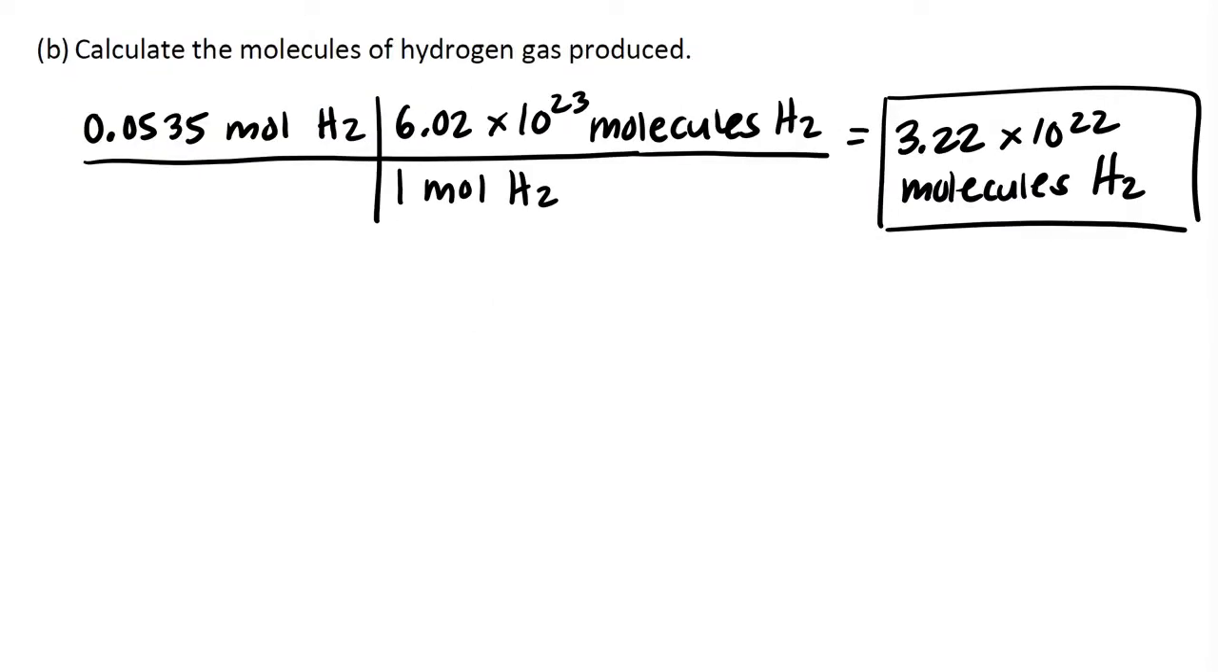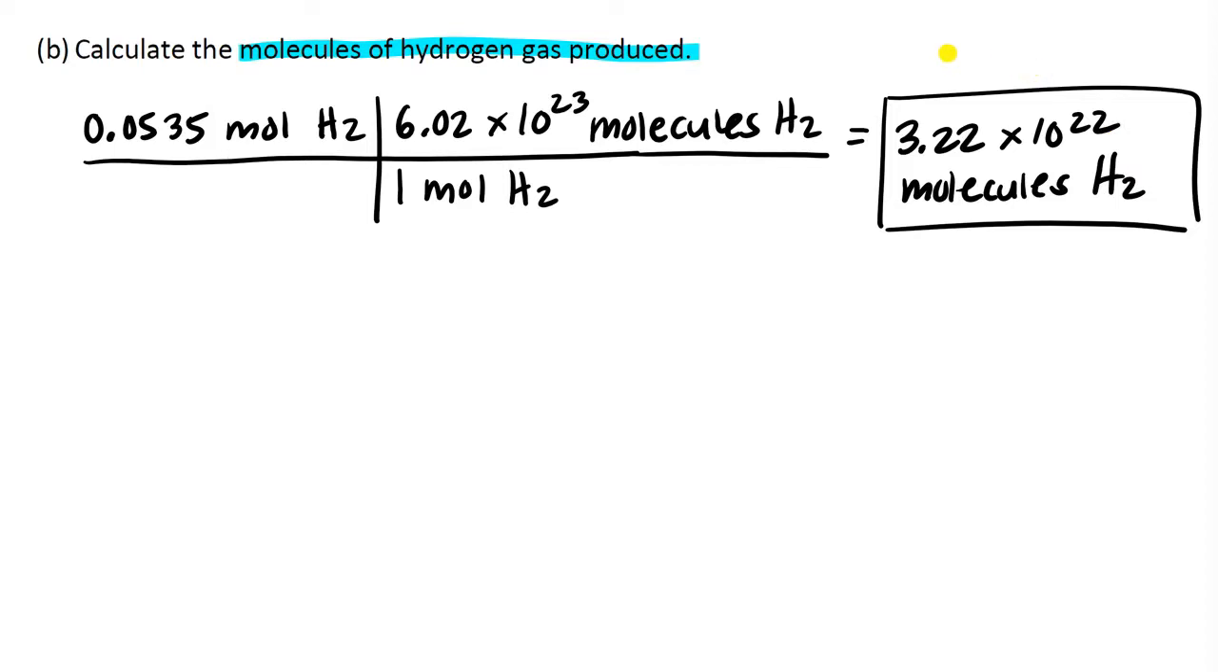So here's what I mean. In the previous part, we solved for moles of hydrogen produced. That theoretical yield is 0.0535 moles of hydrogen. But we can take it one more step. If they want me to calculate the molecules of hydrogen produced, I just multiply it by Avogadro's number, and we will have 3.22 times 10 to the 22nd molecules of hydrogen produced.